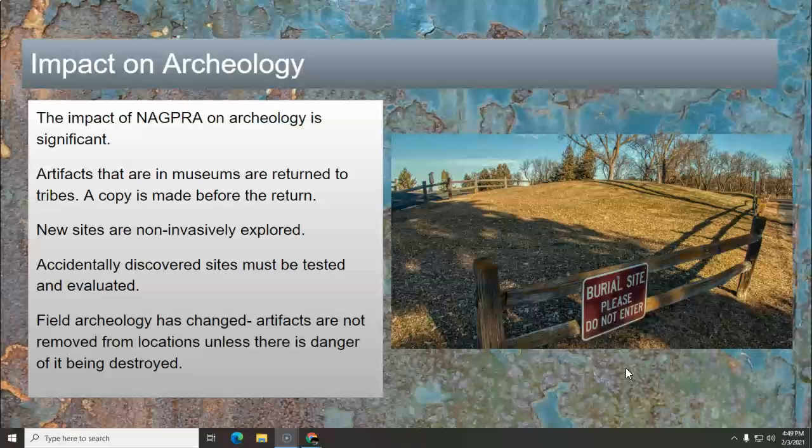New sites that are found are non-invasively explored through modern technology. Accidentally discovered sites have to be tested and evaluated to see how important they are and who they belong to. And field archaeology has changed. You don't take things away from locations unless there's a danger of the location being destroyed. For example, if you find a historic gravesite and it's close to the banks of a river that's rapidly eroding and looks like it's going to wash everything away pretty soon, then things are removed.